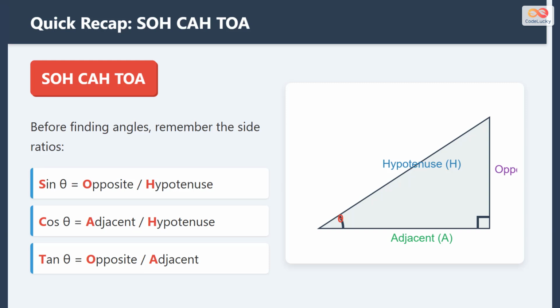Before we dive in, let's quickly recap the golden rule of trigonometry. SOH CAH TOA. Remember, sine is opposite over hypotenuse, cosine is adjacent over hypotenuse, and tangent is opposite over adjacent. We usually use these to find side lengths, but today, we will use them in reverse.